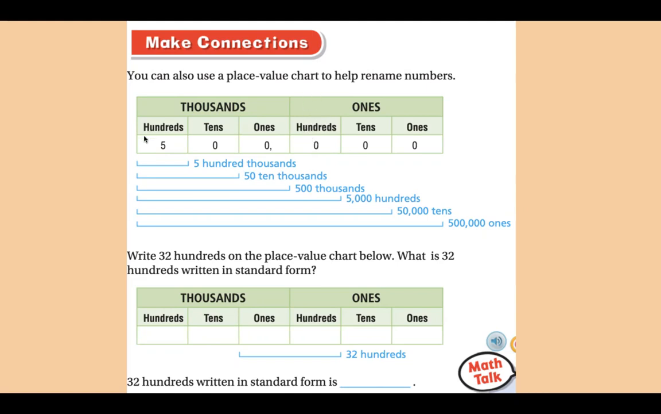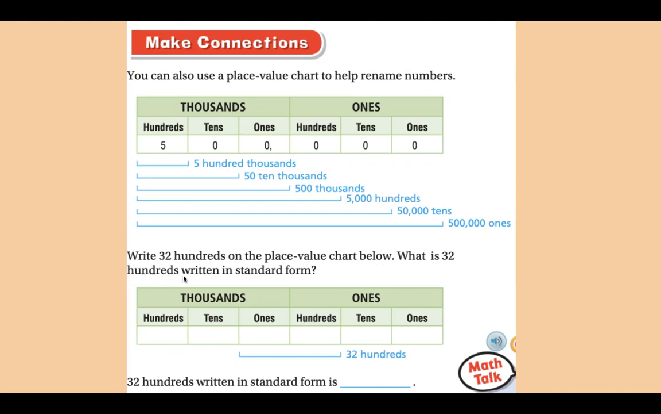And then if I looked at this grouping of digits, that's 50,000 tens. And then last but not least, 500,000 ones. So those are all the different names that you could name 500,000. Pretty crazy, huh? All right, so it says write 32 hundreds on the place value chart below.